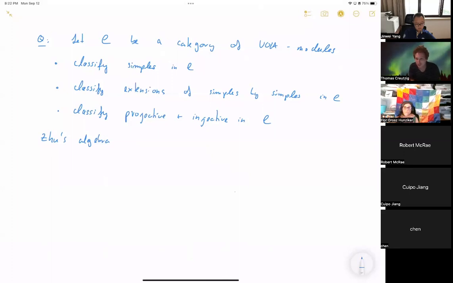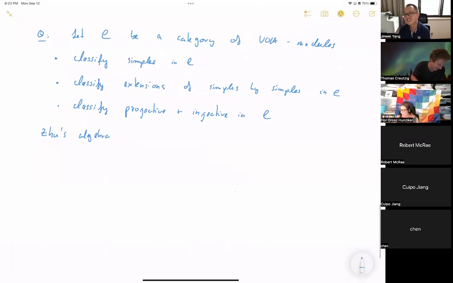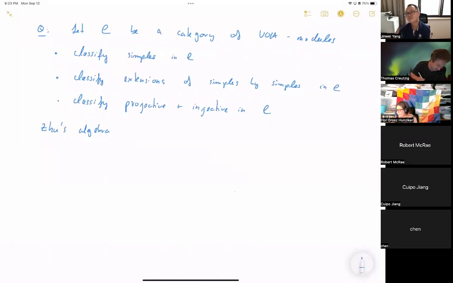Jinwei, can you say it once for me, the name? Zhu's algebra. Don't you pronounce it differently? Yeah, we just said it more quickly. Okay, good.